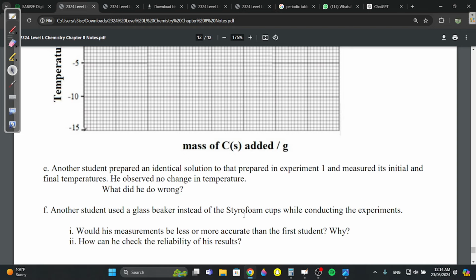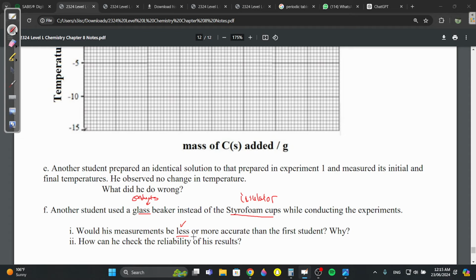Another student used a glass beaker instead of the styrofoam cups while conducting the experiments. Would his measurements be less or more accurate than the first student? Why? Styrofoam cups are insulators, okay? Insulators meaning they don't allow the heat to be absorbed by the surrounding. Now when he used the glass beaker, glass actually conducts, it's going to let the heat be absorbed by the surroundings. So would his measurements be less accurate? They would be less accurate because the temperature is being absorbed by the surrounding, since glass allows that.